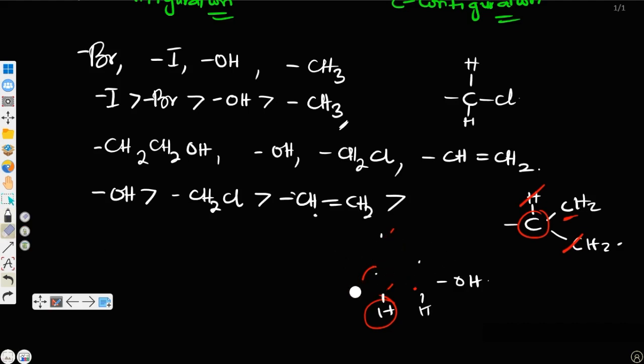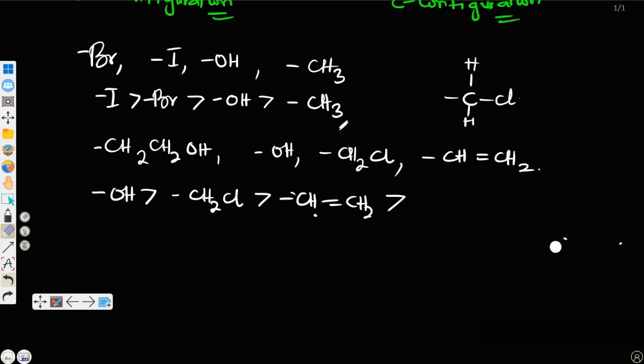The last one is particularly this one, which is CH2OH. Are you getting it now? So this is the correct arrangement in order of priority. So basically that is everything you need to know about the E and Z configuration.